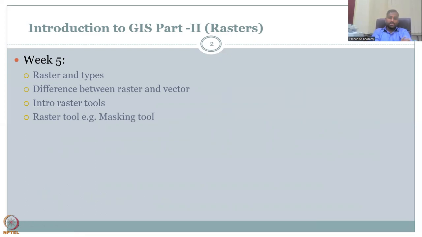So in week 5, we looked at raster and types. The most important types were JPEG, TIFF image, grid image, those kind of things. And we specifically looked into the difference between vectors and rasters. As I again say, which type is correct, anyone can ask, but there's no right or wrong here. It depends on your work, your problem statement, and the data availability. If you have very good data for river network and water availability, you can definitely use vector data. However, if that data is less and not available, then one has to use raster data and other kind of proxy data.